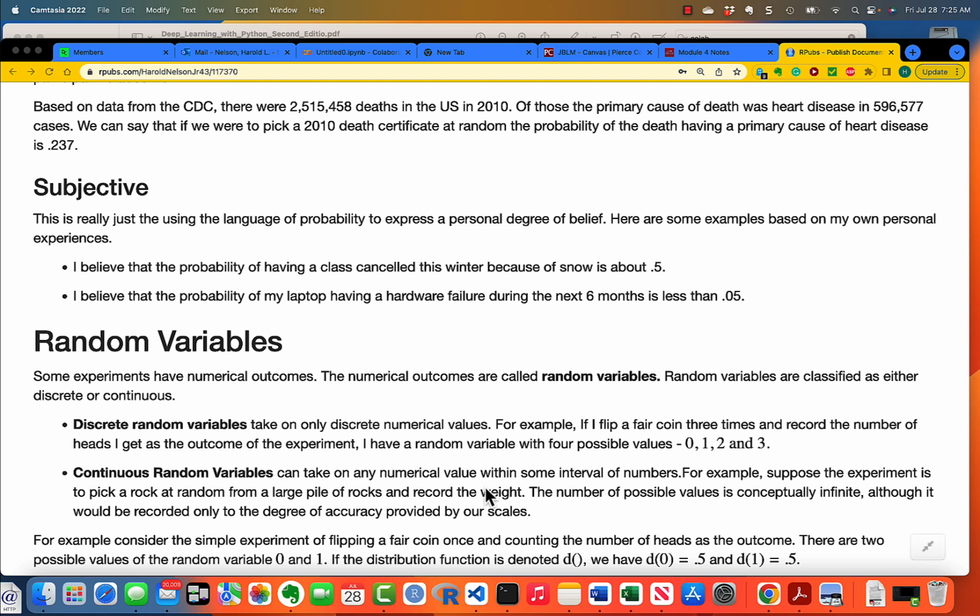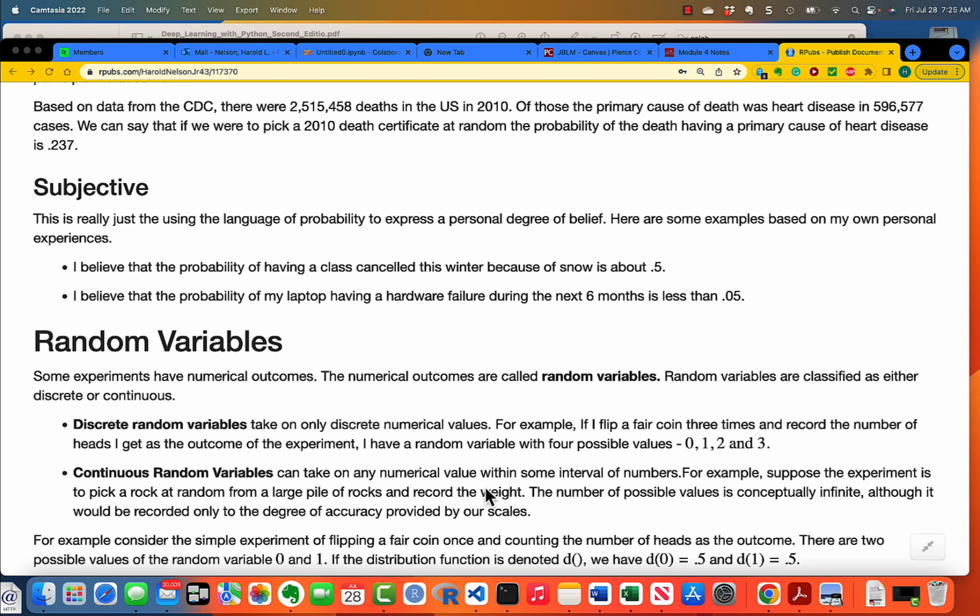A discrete random variable takes on only specific values. And the example I give here is flipping a fair coin 3 times and recording the number of heads I get. That's your numerical outcome. So I have a random variable with 4 possible values: 0, 1, 2, and 3. Those are the only things that can happen. I can't get 1.5 successes.